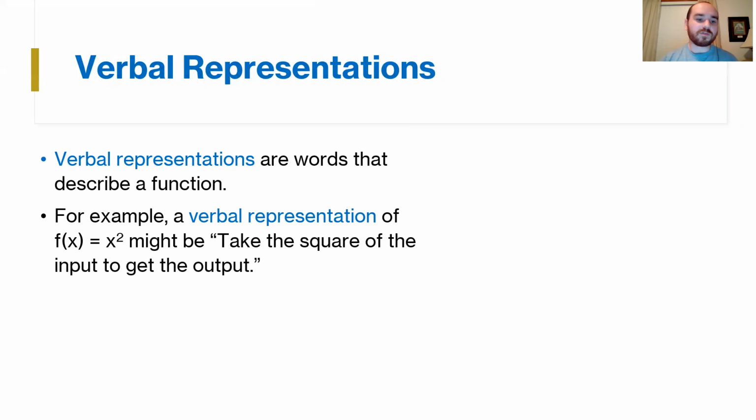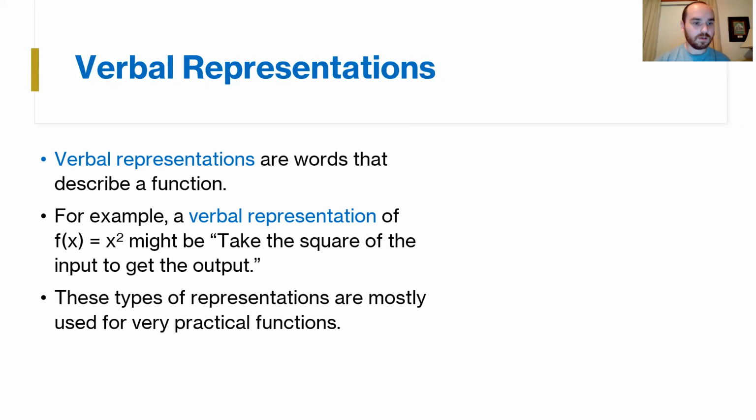An example of a verbal representation of f of x equals x squared might be something along the lines of take the square of the input to get the output. And remember, when we're talking inputs and outputs, input refers to x and output refers to y or f of x. If we're using function notation, it's f of x. If you're using standard notation, things you might be more familiar with, the output is y.